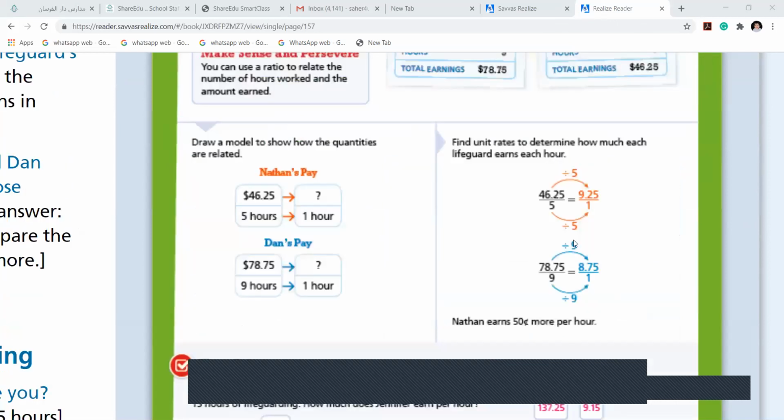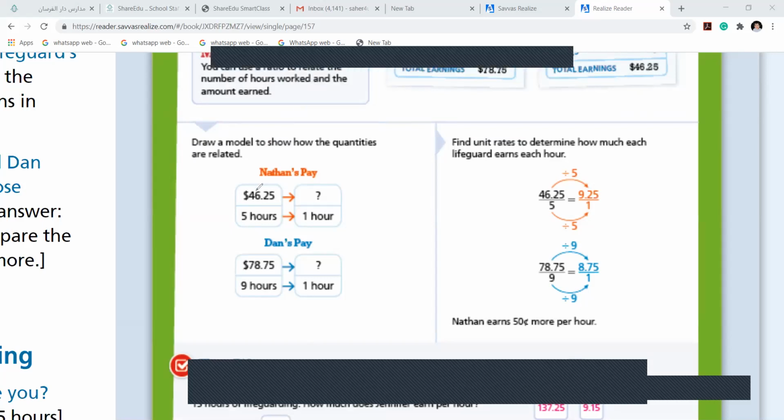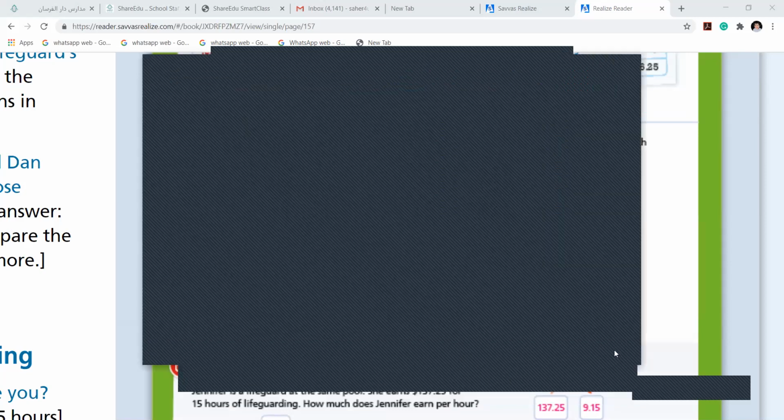See further what I will do. Now see, both of them draw a model to show how the quantities are related. One of them got 46.5. One of them got 46.25. Now this, how I will show you, I want to explain to you. The question here is... I will use a whiteboard, girls. Simple, girls.